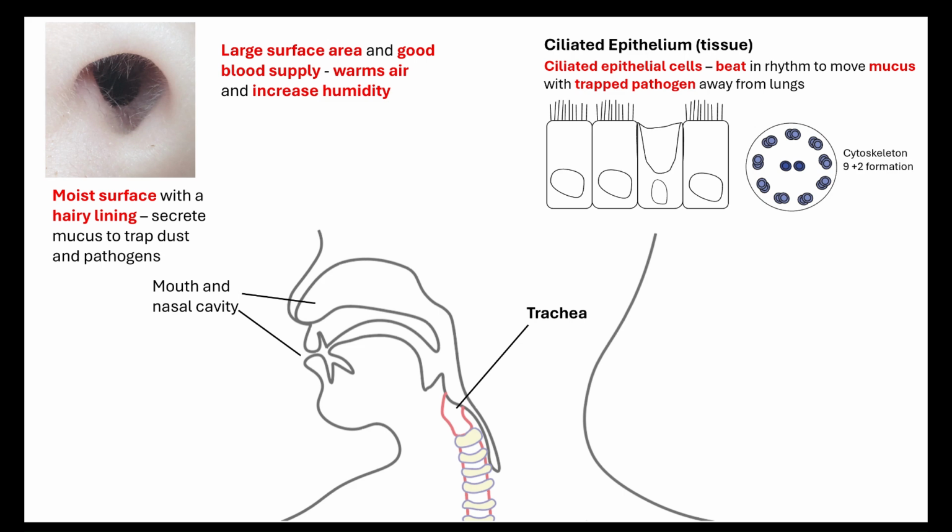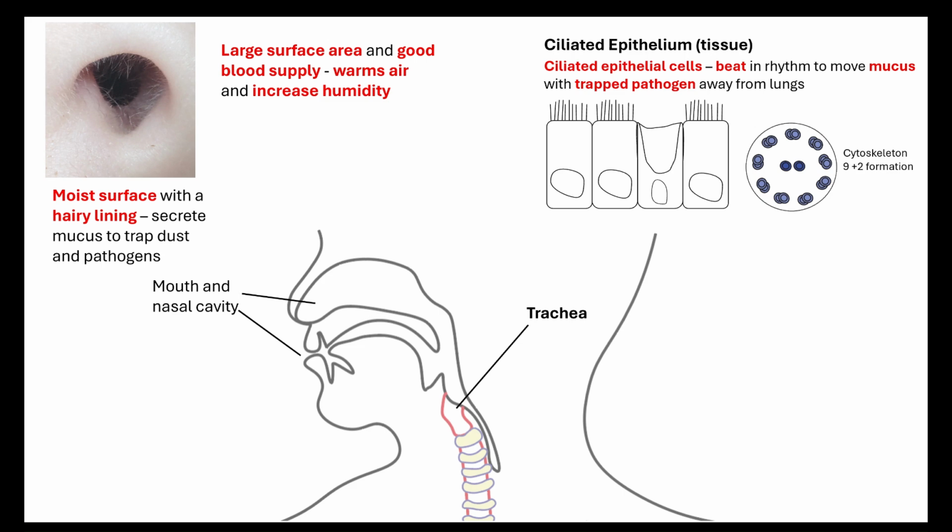So therefore, it has to be made up of many cells. In this case, we're going to start with our ciliated epithelial cells. Ciliated epithelial cells have cilia. These are projections at the top of the cell, and they're important because these projections beat in a rhythm. When they beat in a rhythm, that moves the mucus, this sticky substance which has trapped the pathogen, in a way to take it away from the lungs.